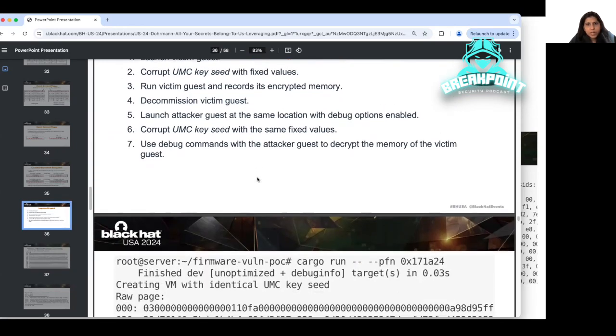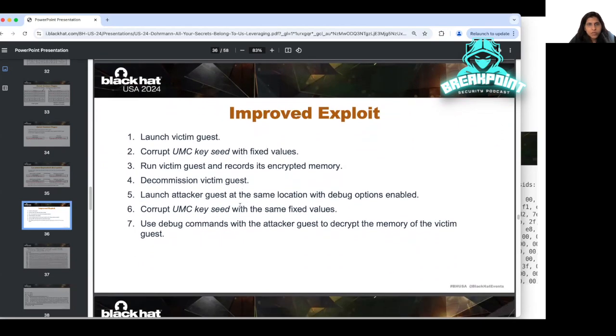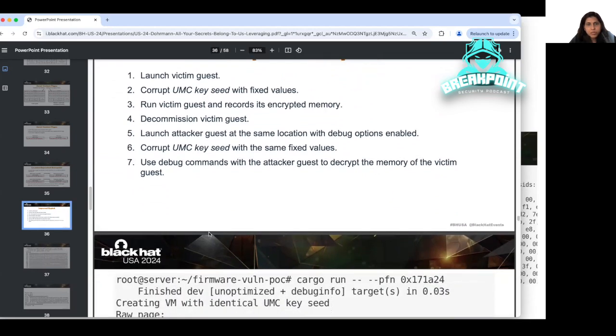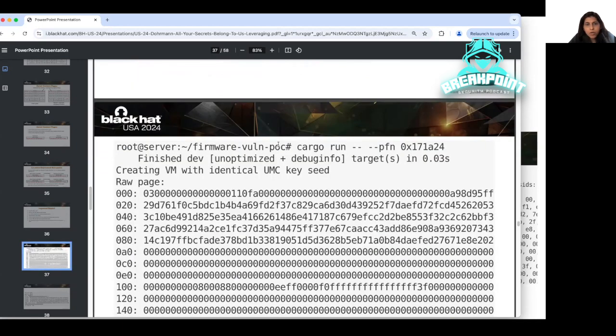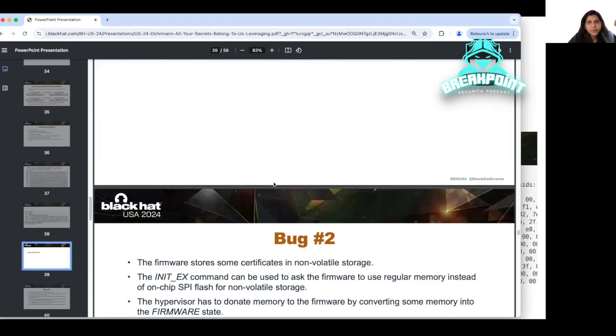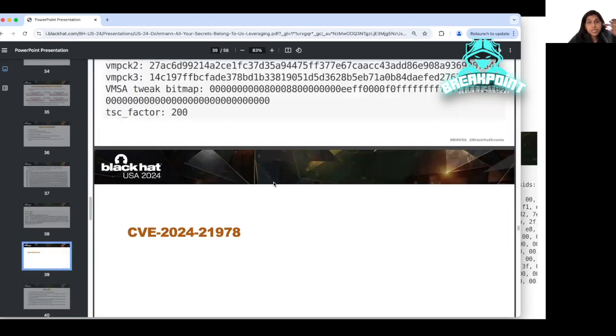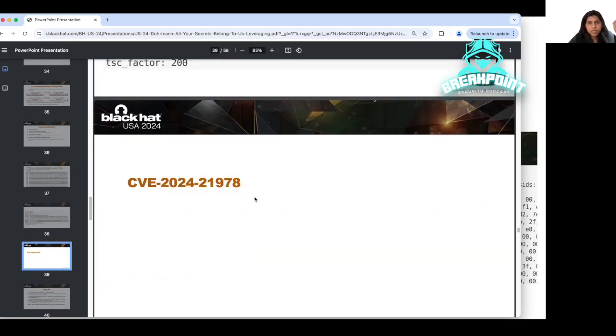And this is where their code comes in, which is their exploit. So this is improved exploit, what the changes they made, and things like that. Decommission victim guest, corrupt UMC key seed with the same fixed values, exactly what they did. Now to the reviewer. So think of the reviewer. Now it's very clear, first of all, what they're trying to say, what they exploit. There's original work, there is technical depth, there's so much, right, in this paper. And the reviewer has not even seen the exact map table or the context pages and any of these things.